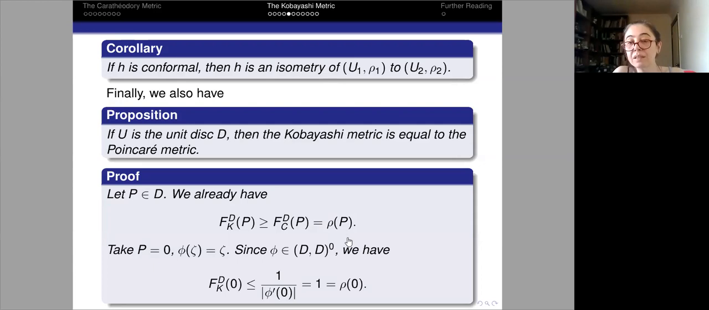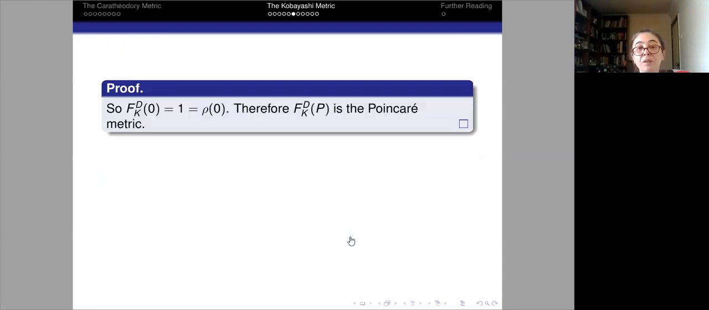Now this phi is in D D to the power zero, so we have the Kobayashi metric less than or equal to 1 over the magnitude of the derivative of phi at the point 0. It is equal to 1, and it is equal to the value of the Poincaré metric at the point 0. So K_D at the point 0 is equal to 1, and it is equal to the Poincaré metric, and you can change these points to anywhere you like. So F^K_D is the Poincaré metric on the unit disk.